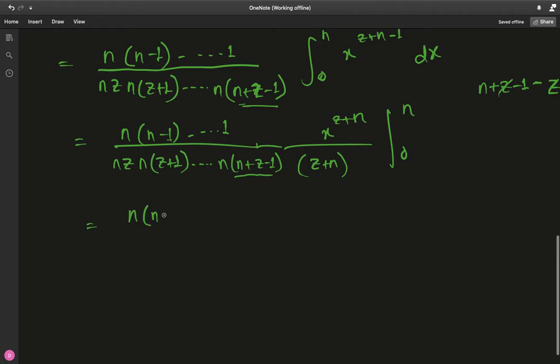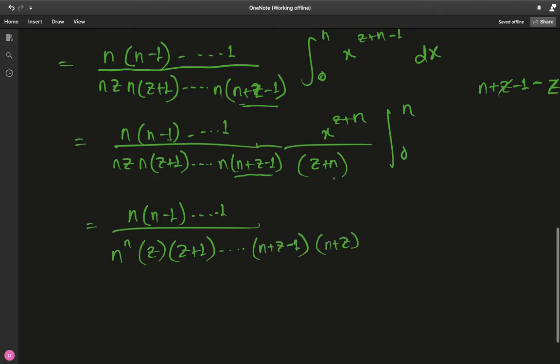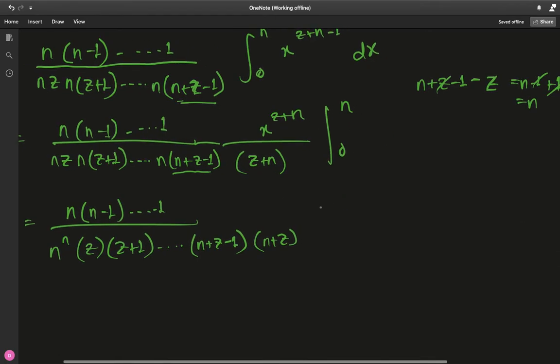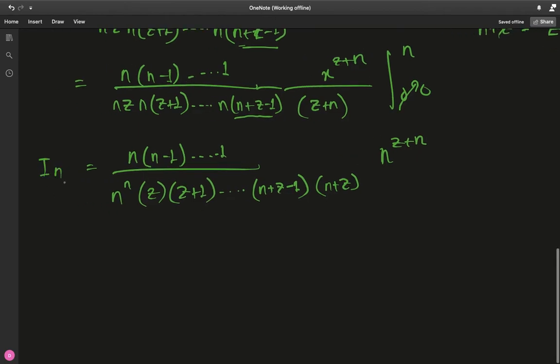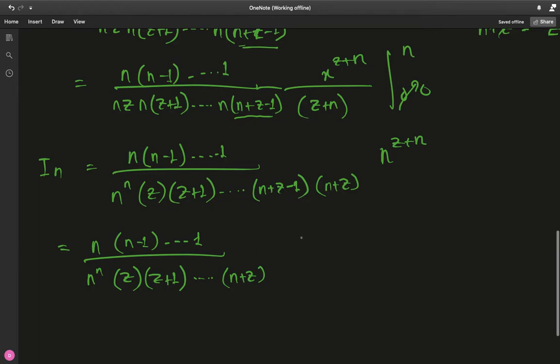So we have n times n minus 1 till 1, and in the denominator we have n to the nth power times z plus 1 going on till n plus z minus 1 and n plus z, this last term. And when we plug in n, we have n to the z plus n like this, and for 0 everything goes to 0, so don't bother. That's I sub n basically. I sub n is basically n times n minus 1 going till 1 over n to the n times z plus 1 going till n plus z. I'm just ignoring this second last term.